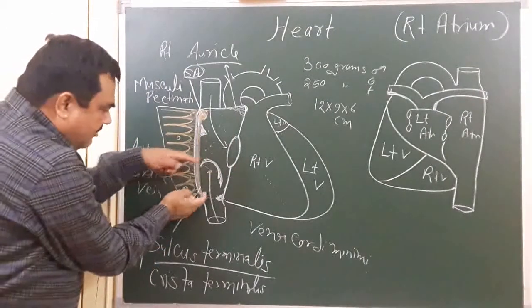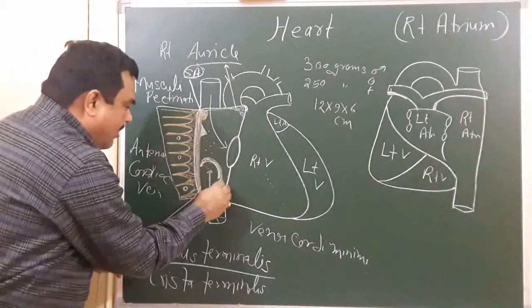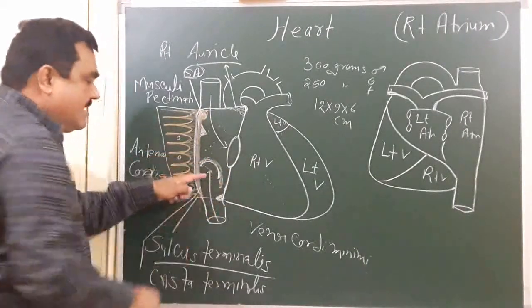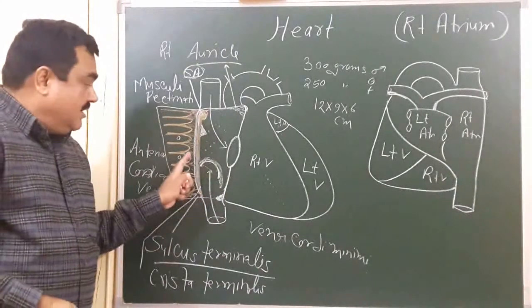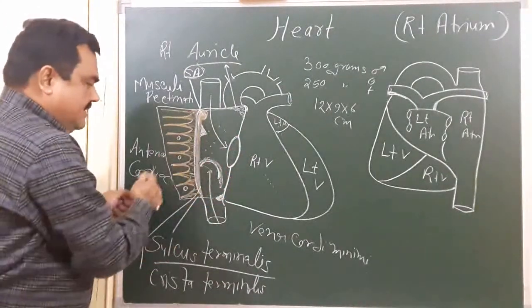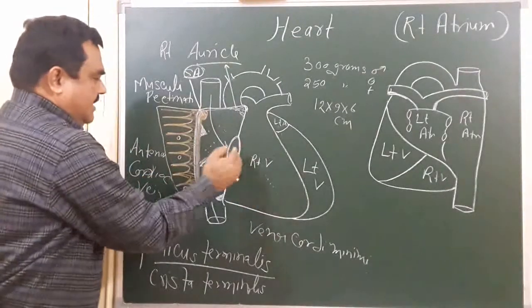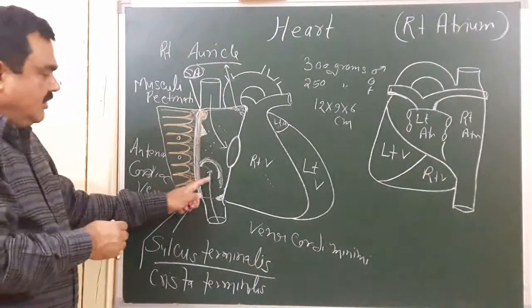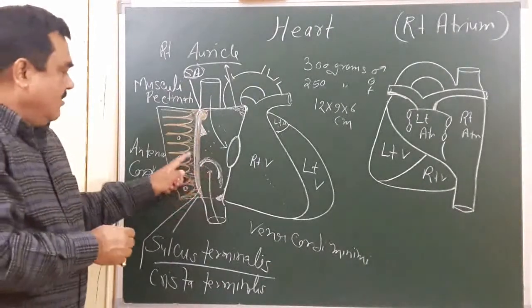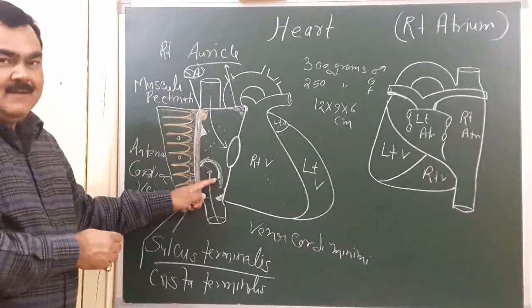Now here is another wall, the septal wall. From here to here, this is the septal wall. This septal wall lies between the right atrium and the left atrium. Here is the right atrium, this chamber, and opposite to this is the left atrium. So it lies between the right and left atrium.